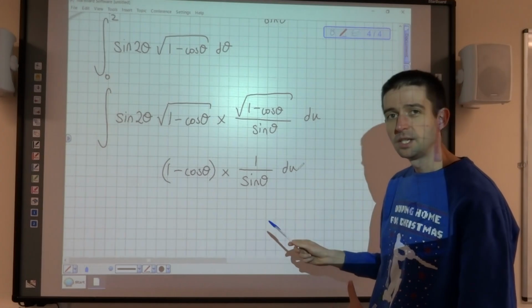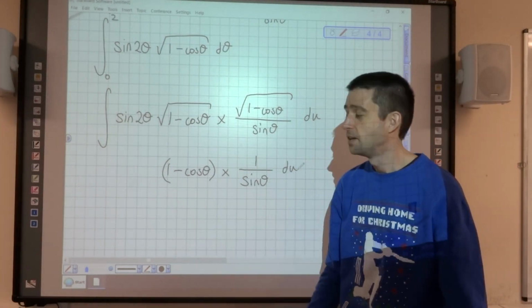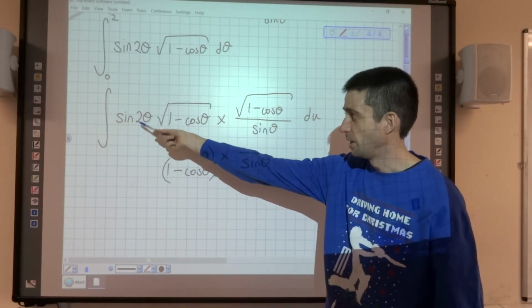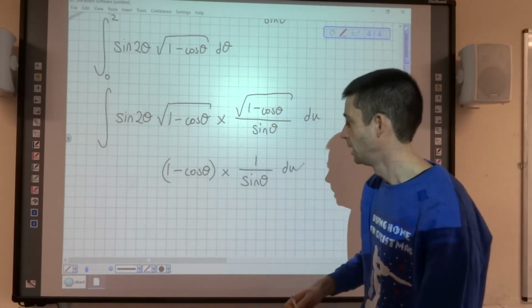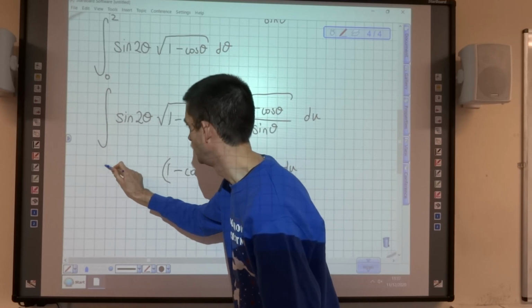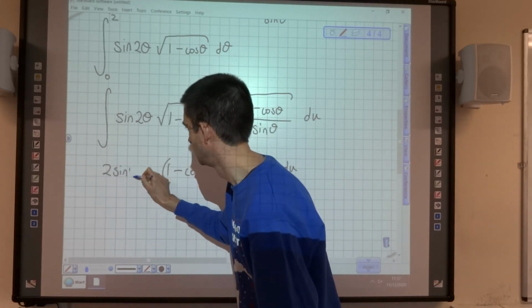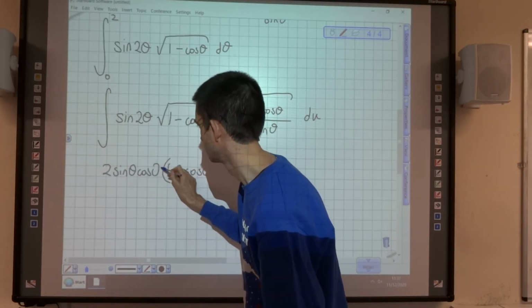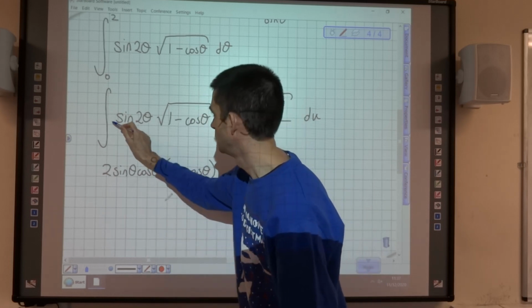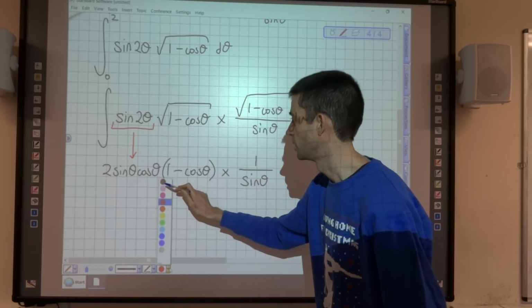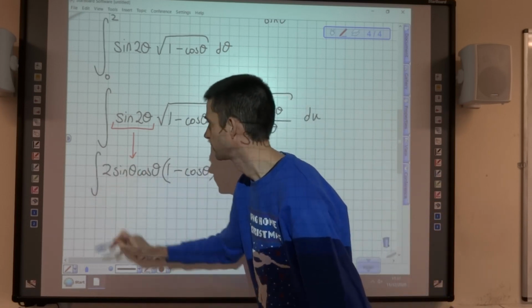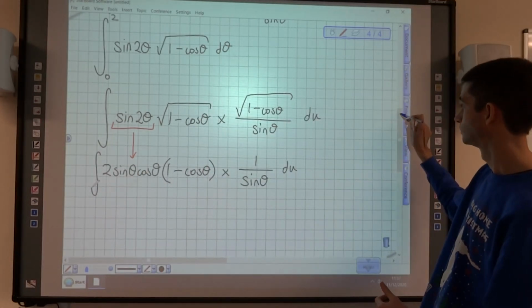Now we should be looking at things cancelling, and I've said to you about trig identities. What trig identity are you seeing there for sine 2 theta? Hopefully what you're seeing is 2 sine theta cos theta. So that is sine 2 theta swapped to the identity 2 sine theta cos theta. And this is what we're integrating.